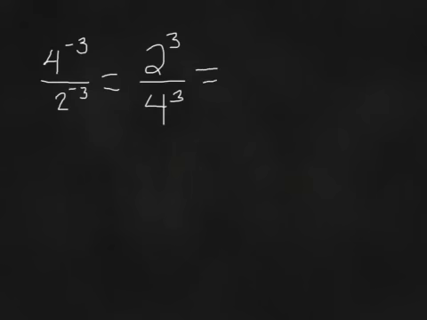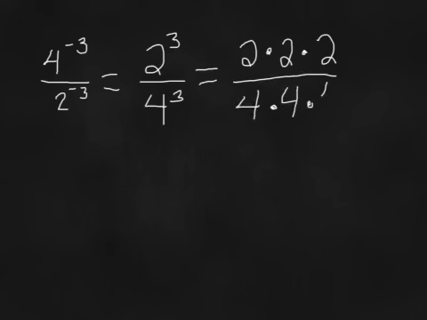And to evaluate this fraction, let's write out our powers as a product of factors. 2 cubed means 2 times 2 times 2 over 4 times 4 times 4. And when I evaluate that, 2 times 2 is 4, times 2 more is 8, over 4 times 4 is 16, times 4 more, which is 64.